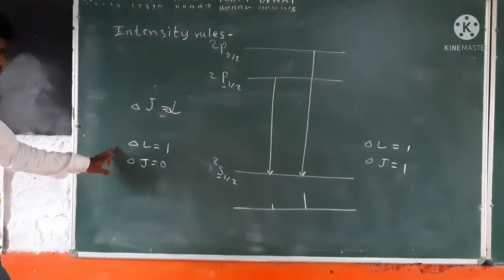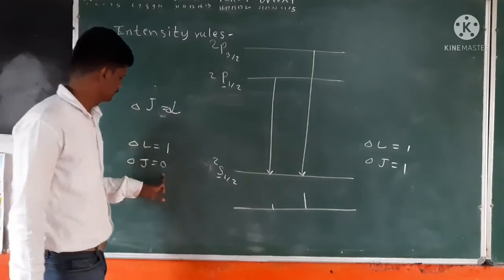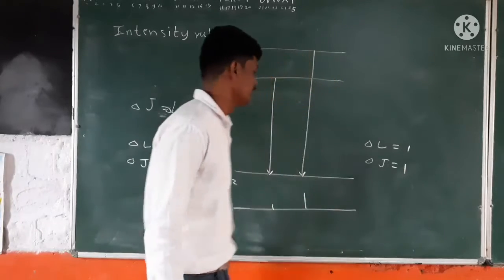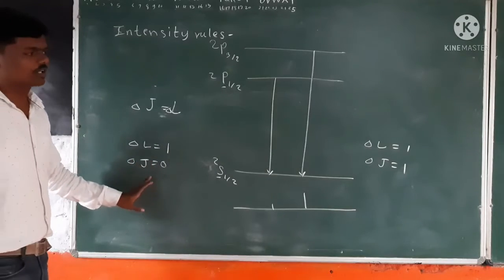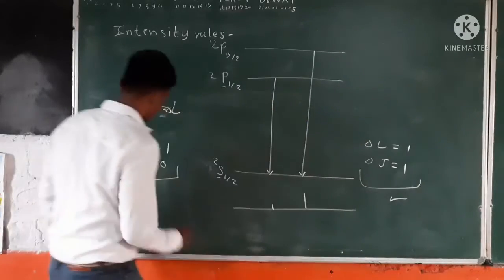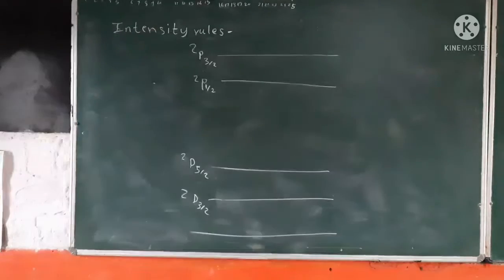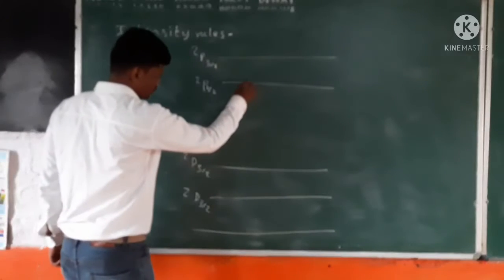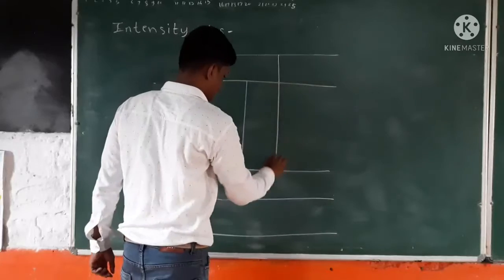Now we can see here del L is equal to 1, del J is equal to 0, and here del L is equal to 1, del J is equal to 1. So in which case are the L and J values changing the same way? In this case, not in the other. So this is the less intense line and this is the strongest line. Now consider these transitions.